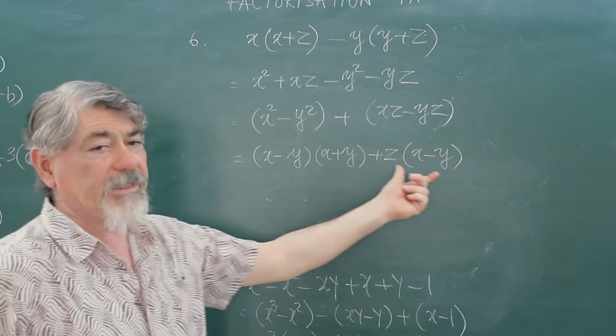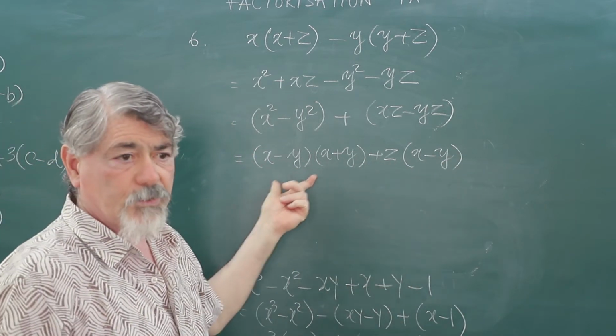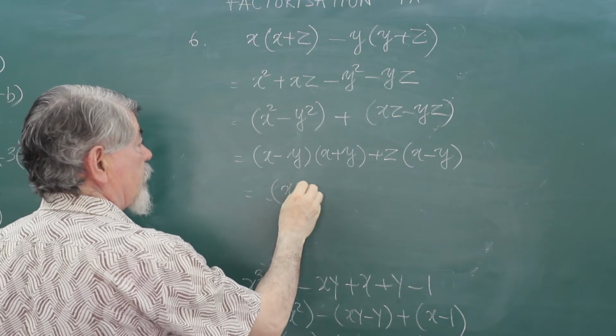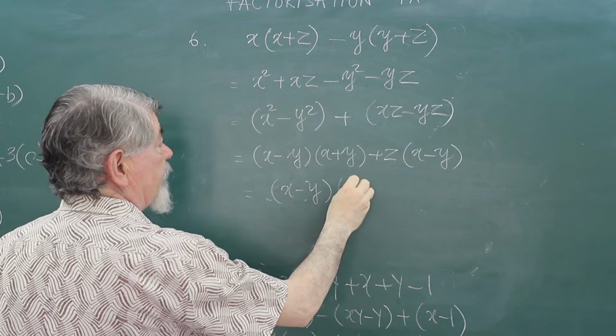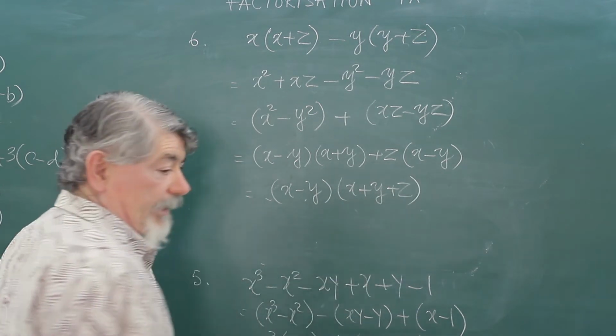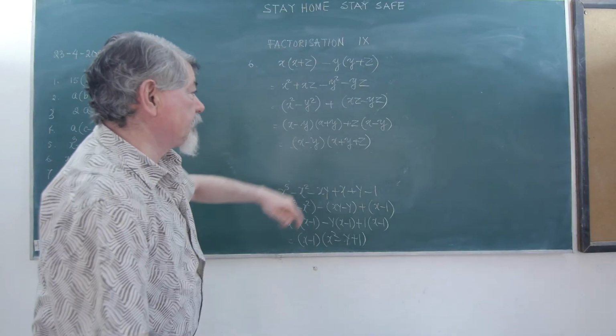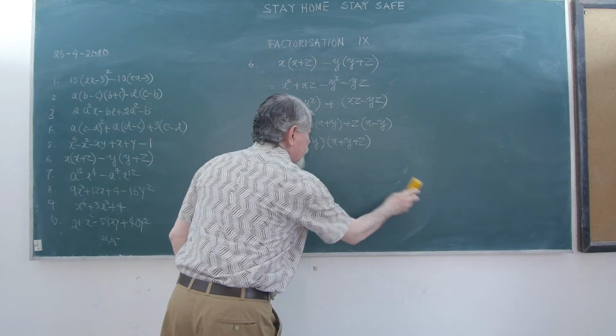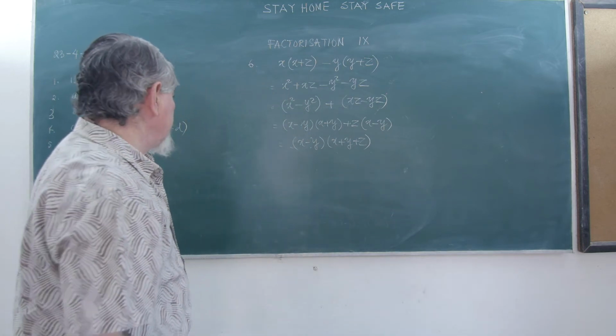And x minus y is a common factor to both. So I'll take x minus y common, and it will be left x plus y plus z. These are the final factors. I cannot factorize it any further. Now let us look into question number 7.